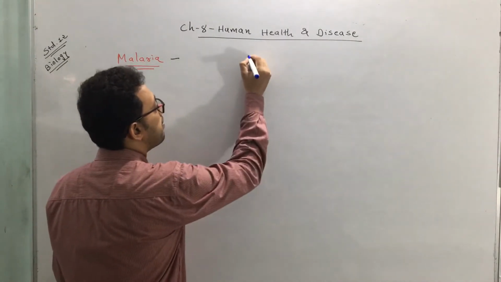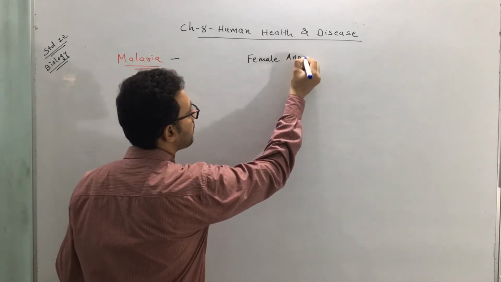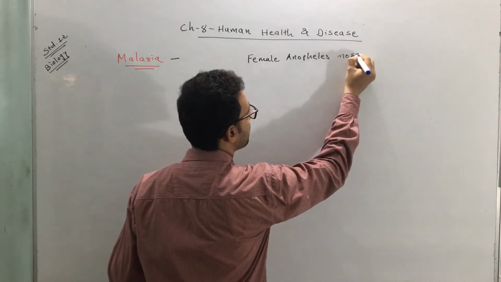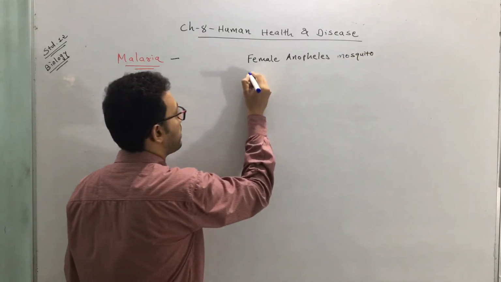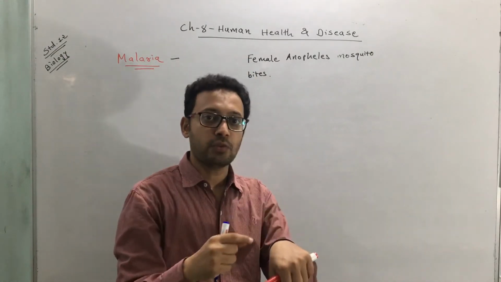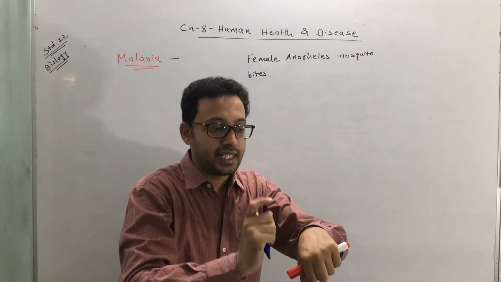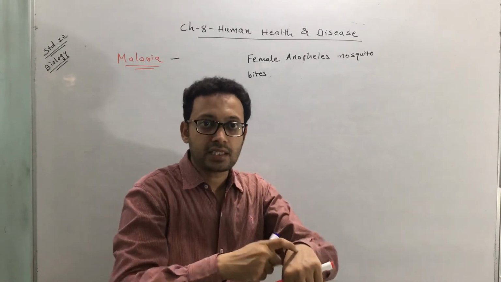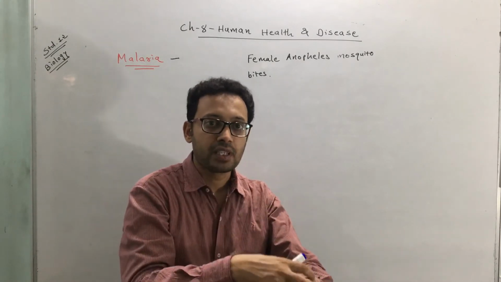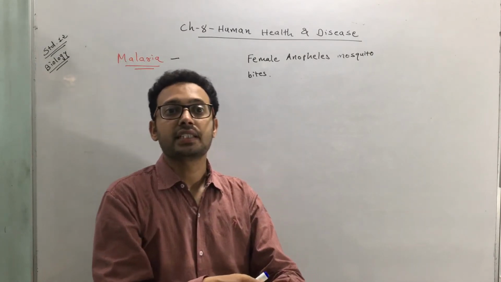When a female Anopheles mosquito bites. Okay, so what happens when the female Anopheles mosquito bites? Suppose the female Anopheles mosquito sits on your body, okay, and then it bites. When it bites, whatever content is present in its saliva or mouth is released in our bloodstream, and it sucks up blood. It sucks up blood and it releases the content which is present in its mouth.